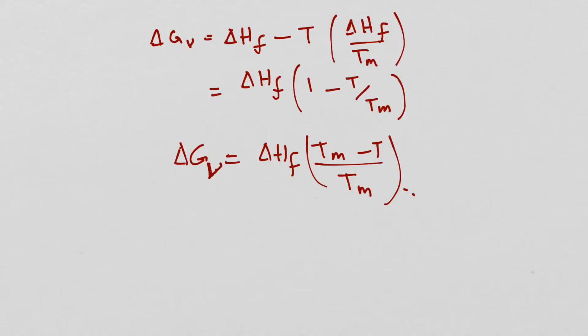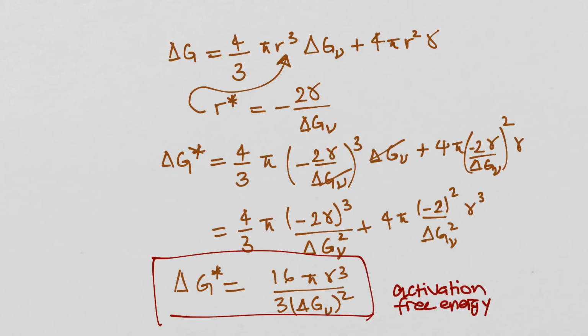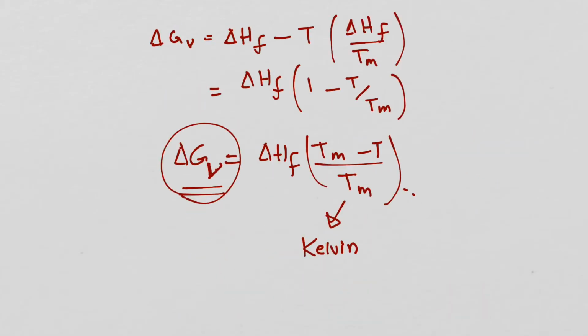So that shows you that this term here, the volume free energy change, depends on the temperature and the latent heat of fusion, and these temperatures are in Kelvin. Since now I know what this term is, what I can do is go ahead and plug in that equation here and here. So then I can rewrite the activation free energy with the temperature information included, and the critical radius with the temperature information included. So that's what I'm going to do here.